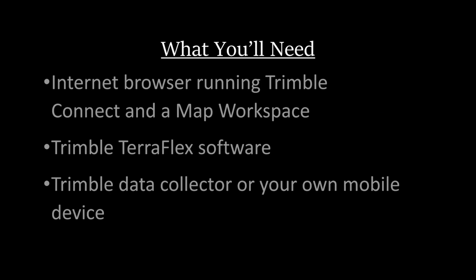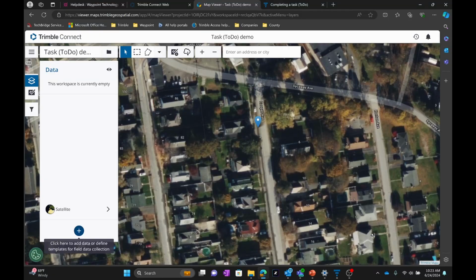What you'll need: an internet browser running Trimble Connect and a map workspace that you've been working on. You also need the Trimble TerraFlex software and then a Trimble data collector or your own mobile device. Alright, so let's get into it. So we'll start in Trimble Connect.